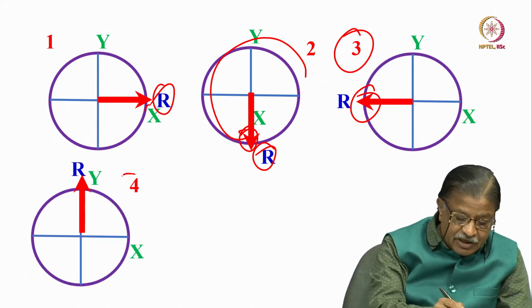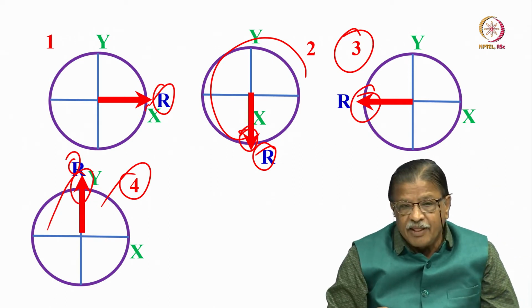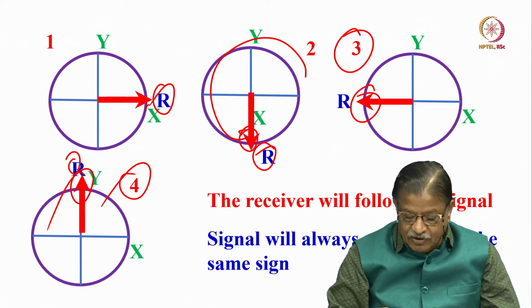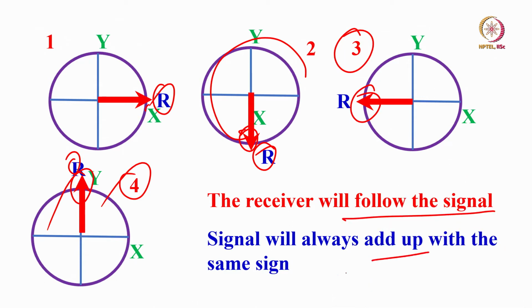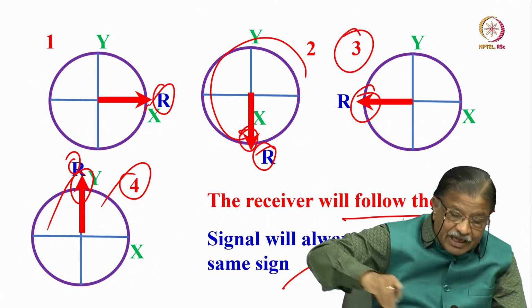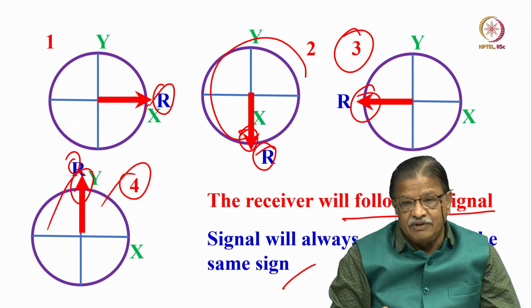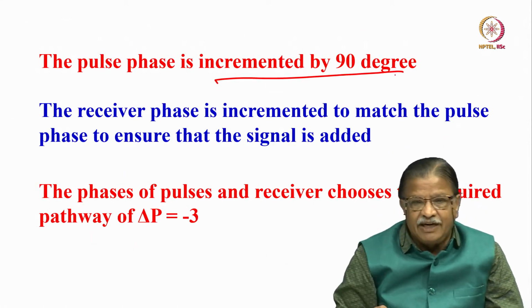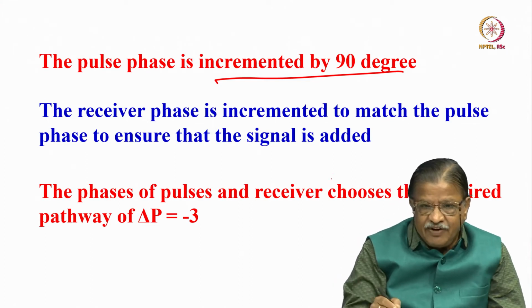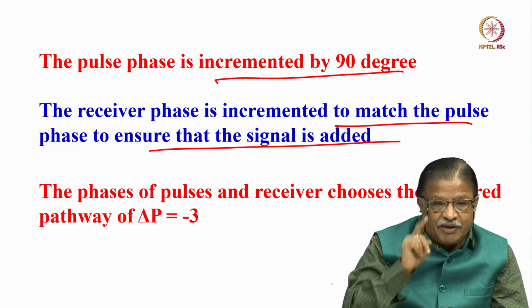In the fourth scan, receiver is here, pulse is also here. So what is going to happen? The receiver will follow the signal. The signal will always add up with the same sign. You are rotating along with this. So the receiver always will add up along with the signal with the same sign. So the pulse phase is incremented by 90 degrees. The receiver phase is also incremented to match the pulse phase to ensure the signal is added up.